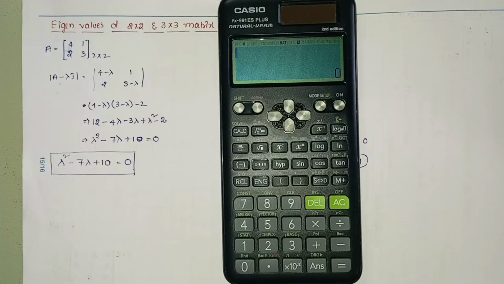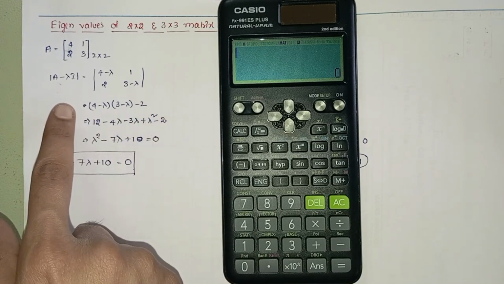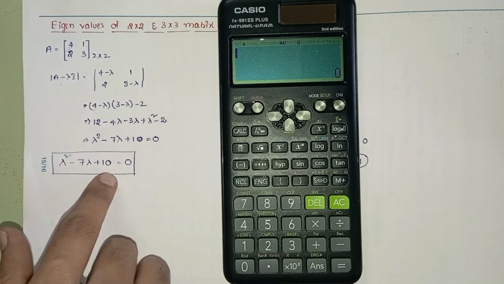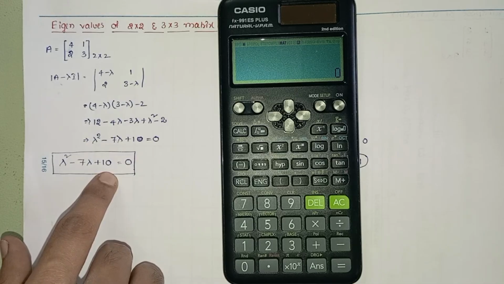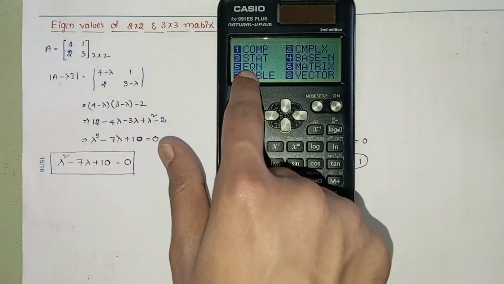Okay, to find the eigenvalues of the given matrix, after solving the characteristic equation, we will get the equation like this. We will solve this equation to get the eigenvalues of the matrix. So first click on mode option. So click equation.